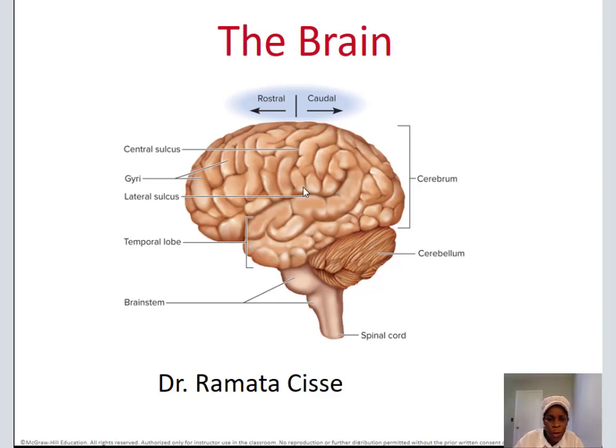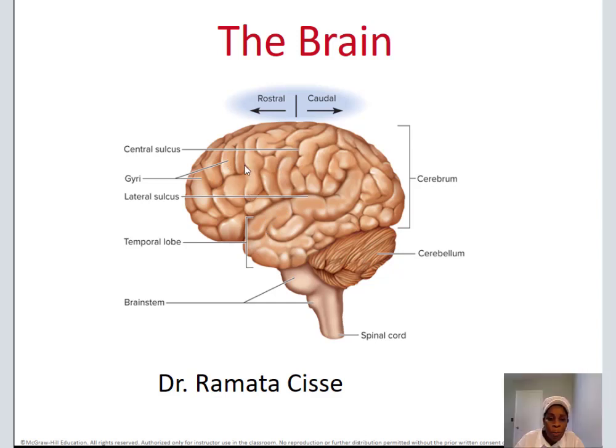Let's look at the picture here. You see the frontal, the anterior part is called the rostral, and the back is called caudal. You see this big thing on top that usually you think about when you think about brain. That is called the cerebrum. Below it, you see the cerebellum. Then, at the bottom of the cerebrum and cerebellum, and rostrally, you have the brain stem. Then, of course, superiorly, you see the temporal lobe, which is below the temporal bone.